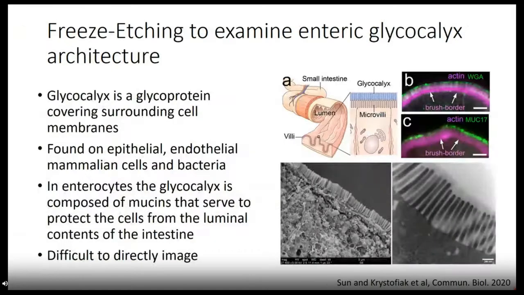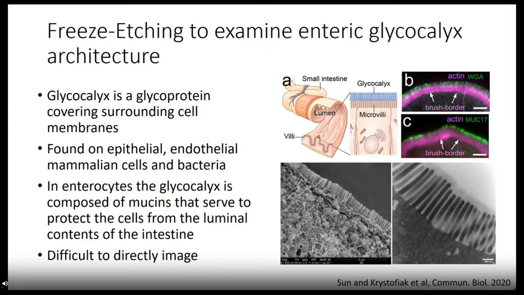Let's move on to the second study. This is concerning the enteroglycocalyx. So the glycocalyx is a glycoprotein covering that surrounds or is on the apical surface of epithelial and endothelial cells, and also can coat bacteria. And in all three cases, it often serves to act as sort of a protective barrier to these cells from their outside environment. Now, the enterocyte glycocalyx is primarily composed of mucins.